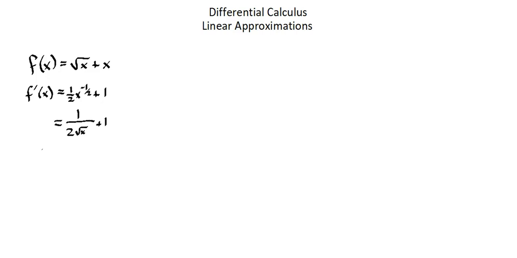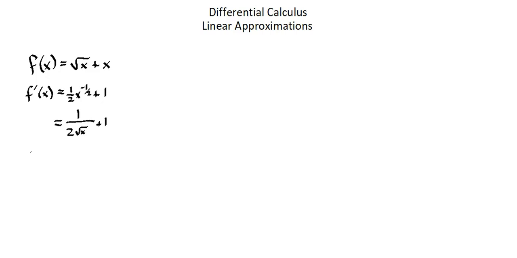Our function is the square root of x plus x. And I can take the derivative of this function to create a formula to calculate my slope at any given point on the original function. My derivative of square root of x is 1/2 times x to the power of negative 1/2, and the derivative of x is 1, which I can simplify to 1 over 2 times the square root of x plus 1.